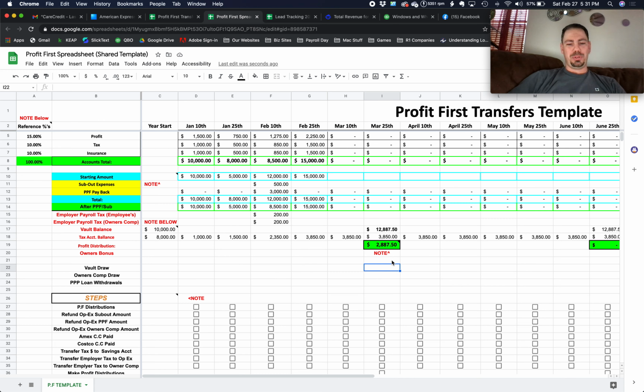If you have to pull money from the vault, let's say you decided to buy a van, you put $5,000 down here. Just put 5,000 in here.